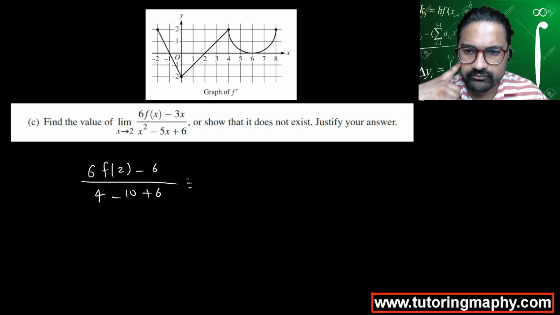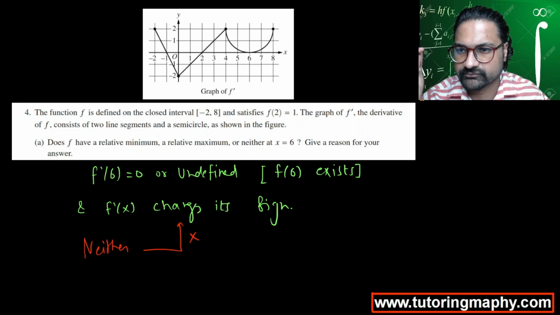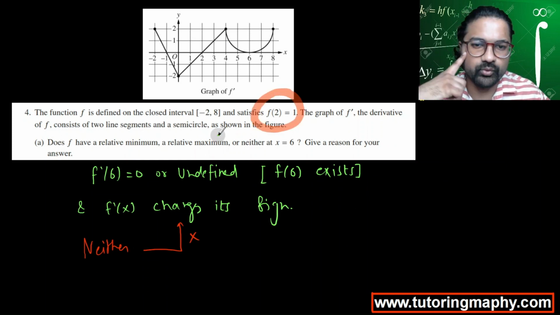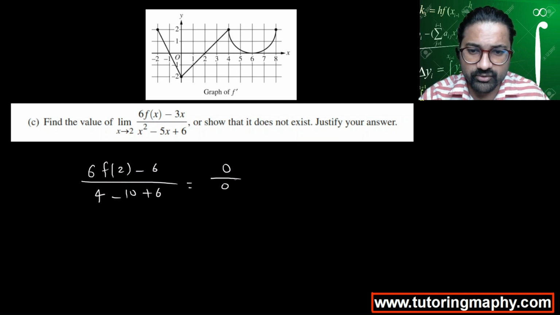What is f of 2? I think that's given in the question. There you go. I will highlight. F of 2 is 1. So if f of 2 is 1, I'm going to place f of 2 as 1. 1 times 6 is 6, and 6 minus 6 is 0. And 6 plus 4 is 10, 10 minus 10 is 0. So that's a 0 over 0, which is an indeterminate form.